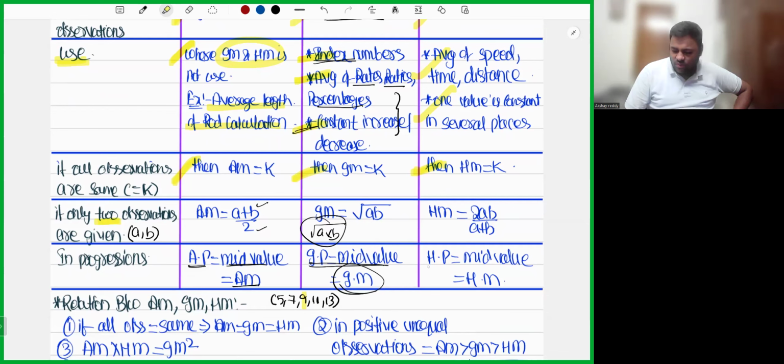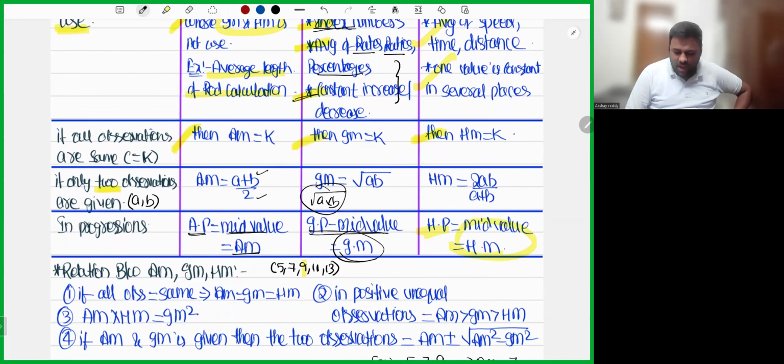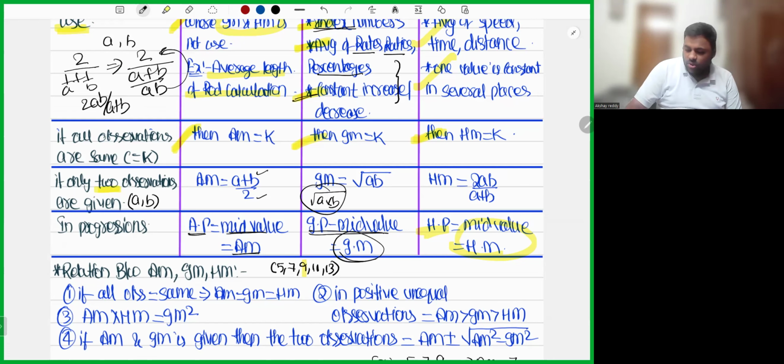Next, harmonic progression, though we don't have it, the mid value will be your harmonic mean. Next, if two observations are given, what will be the harmonic mean? Like I'm having two observations A comma B. What will be the harmonic mean? 2 divided by 1 by A plus 1 by B. So 2 divided by the LCM, which will be A plus B by AB. This goes to the numerator. 2AB by A plus B. 2AB by A plus B.